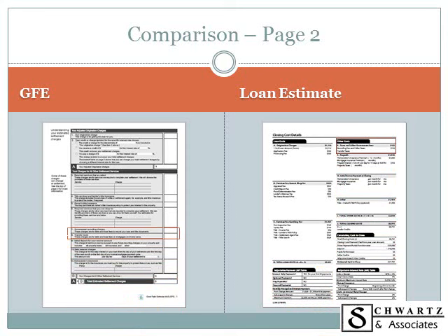Next, we move from the loan costs column to the other costs column and find the taxes and other government fees section. Prepaids right below that. Then the initial escrow payment at closing section, followed by the other section, which will include the owner's title policy.